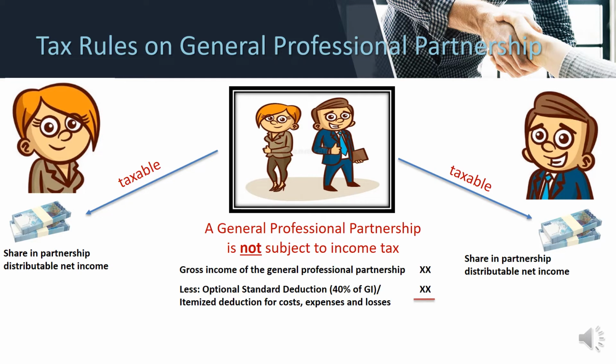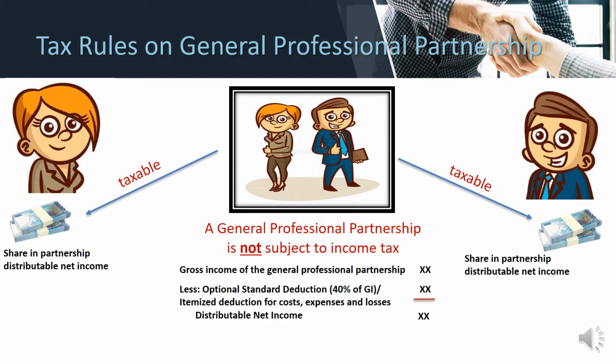Now, in arriving at the net income of the general professional partnership, the rules on gross income and deductions of corporations shall apply. So the partnership may deduct from its gross income either the itemized deductions for costs, expenses, and losses, or the optional standard deduction, which is 40% of gross income. So that will become the distributable net income. That's gross income from a general professional partnership less the deduction. It's either the optional standard deduction or the itemized deduction to arrive at the distributable net income.